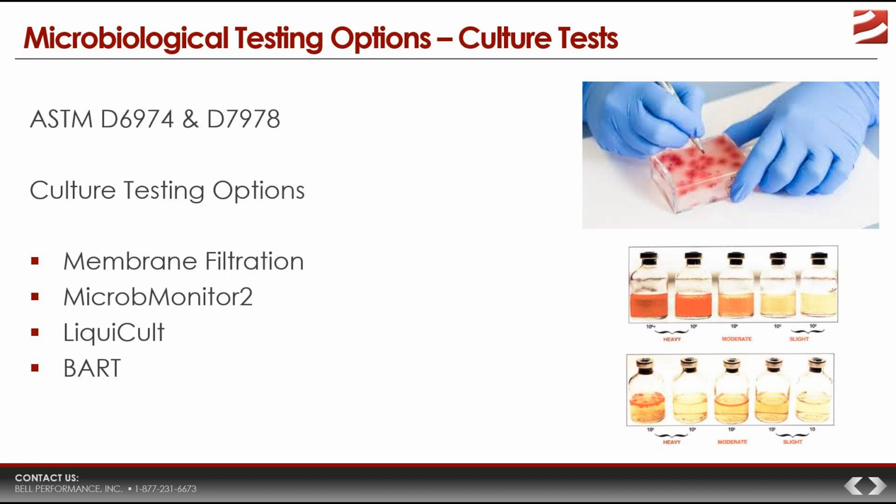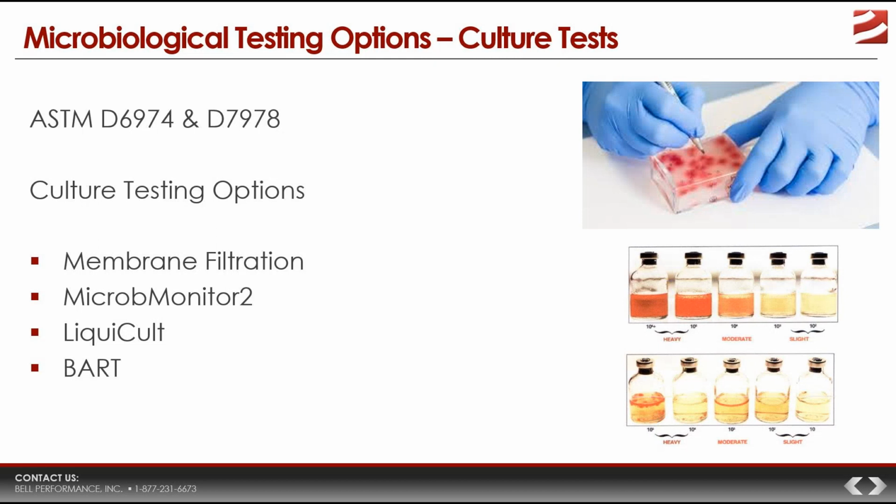You take a test sample, you filter it through a membrane that's been filled or inoculated, or whatever you want to say. It's been filled with culture medium. And so the membrane catches the microbes, and then you incubate it and you leave it to allow them to grow, and that's how you get your culture. There's Microbe Monitor 2. That is the 7978.